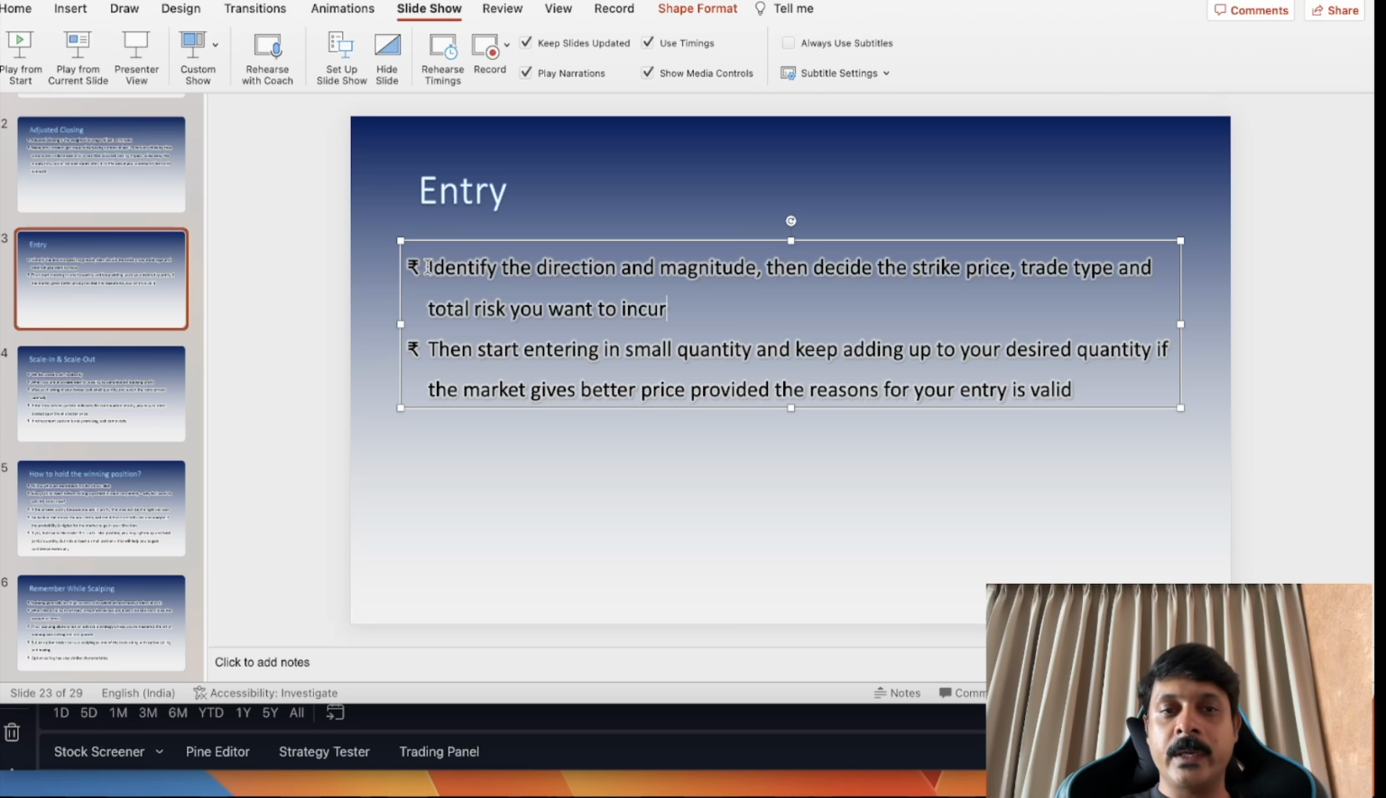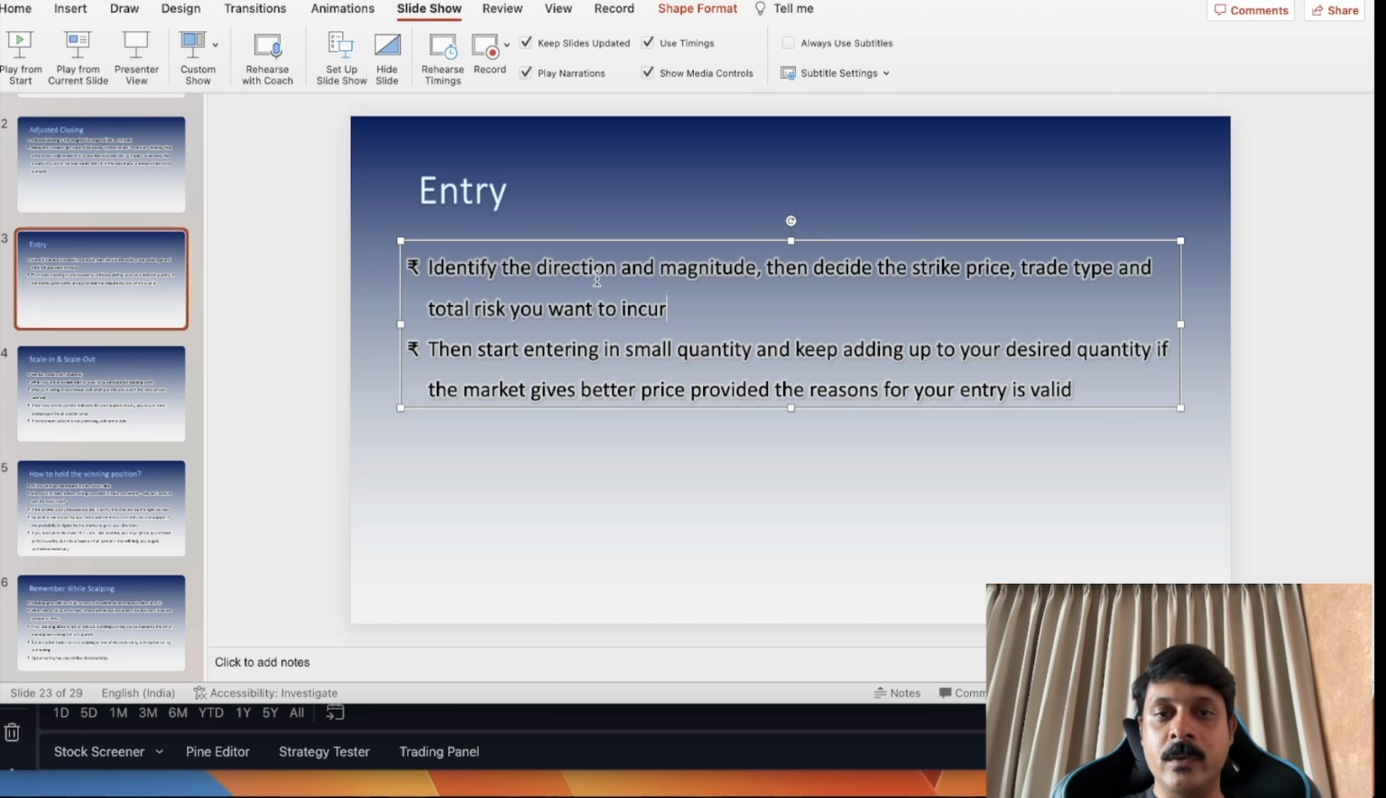So just because I mentioned here, identify the direction and magnitude, it means I'm not someone who can correctly forecast the direction always, but more often than not I get it right, and when I go wrong, I book the loss. That is the reason the total risk you want to incur is very, very important. So I decide how much risk I want to take in this position.